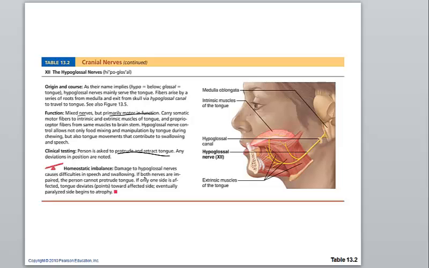This will be the last nerve of your cranial nerve section. This is the 12th, the hypoglossal nerve that you have. Again, the course and origin is not so important, maybe except for the optic nerve, but the rest is not so important. I would like you to focus on function, clinical testing, and homeostatic imbalance.